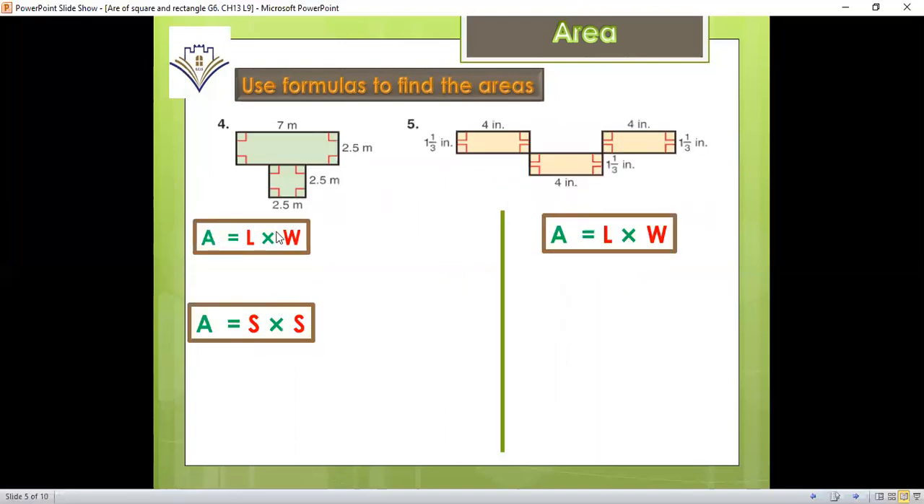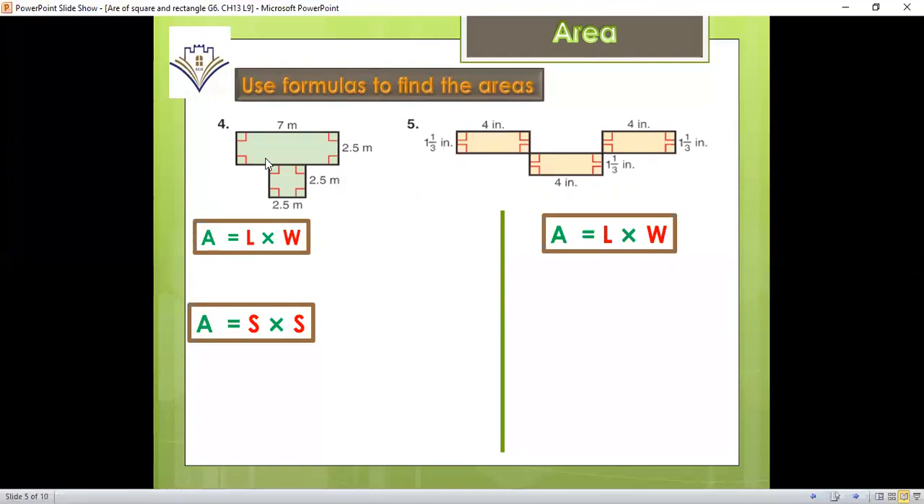Question number 4. We have here two shapes. The first is a rectangle and the second is a square.